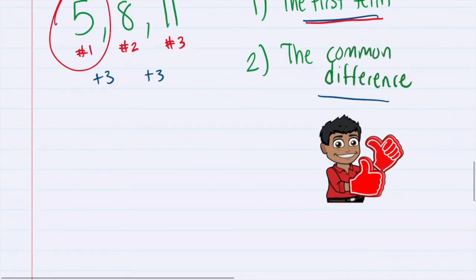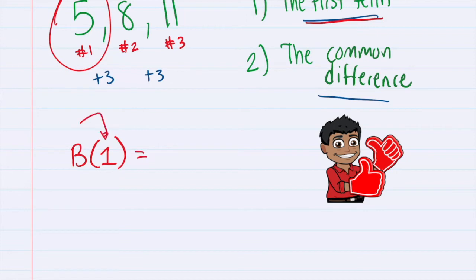So to start our recursive formula, you first pick a letter. You want to call this sequence B of 1 or C of 1. This letter doesn't really matter. You're just giving it a name. So in B of 1, this number means the term number. So my first term will be equal to, and here's where the 5 goes, because that's the first one.